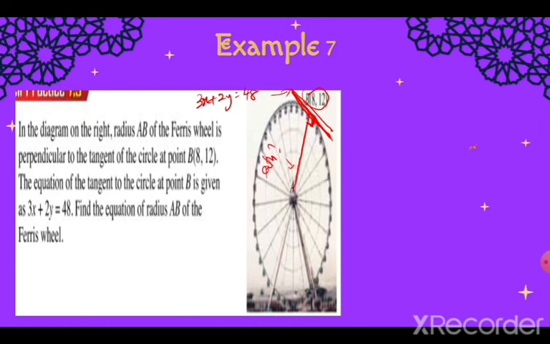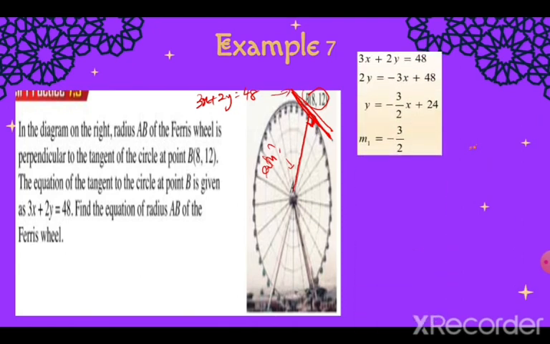Of course, when we want to find an equation, the two things we need are a point and a gradient. In this case, we have point B, which is (8, 12). But the other one, we need to find the gradient. We don't have the equation of the radius and we don't have its gradient, but from the tangent line we can get a gradient, because we have the equation of the tangent line.